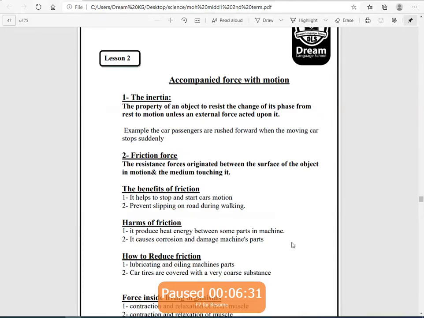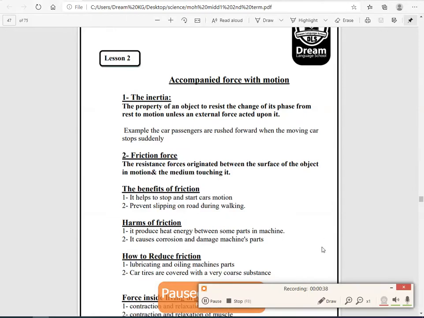Inertia is a property of an object to resist the change of its state, whether at rest or in motion. For example, when the car moves forward suddenly, the passengers are rushed backward. This is due to inertia. Another example: when the car is moving and suddenly the brakes are applied, the passengers are rushed forward, and this again is due to inertia.